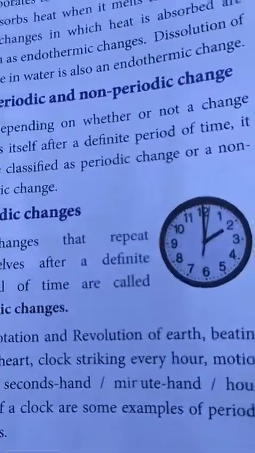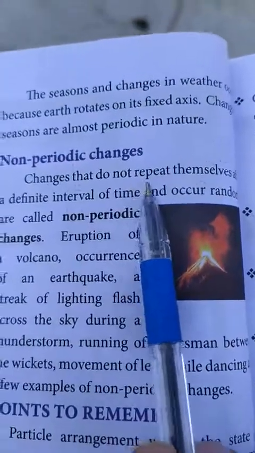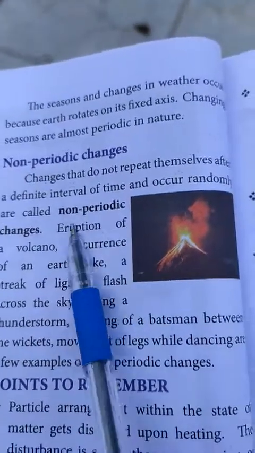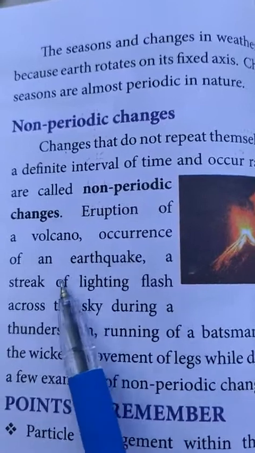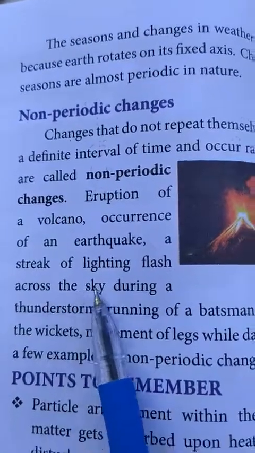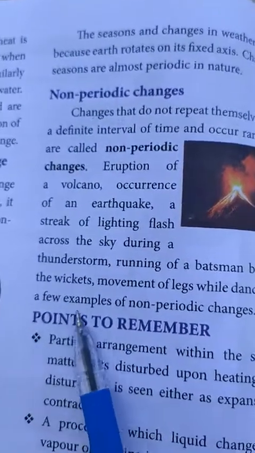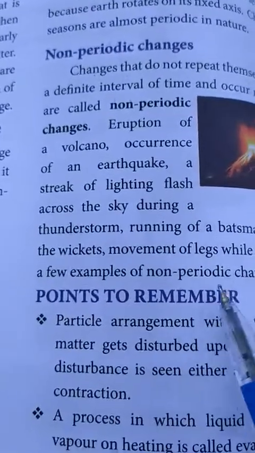Okay. So non-periodic changes means changes that do not repeat themselves after a definite interval of time and occur randomly. For example, eruption of a volcano, occurrence of an earthquake, a streak of lightning flash across the sky during a thunderstorm, a batsman running between the wickets, movement of legs while dancing are a few examples of non-periodic changes.